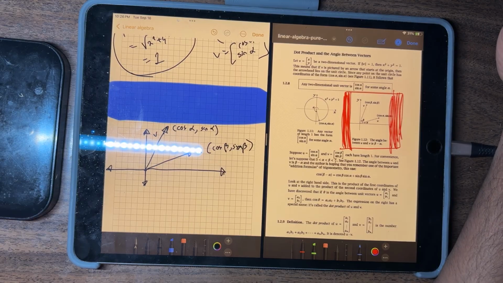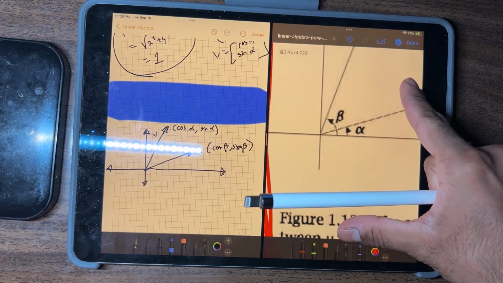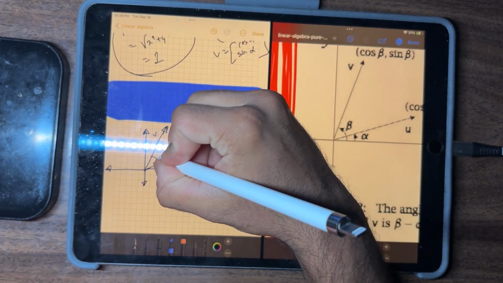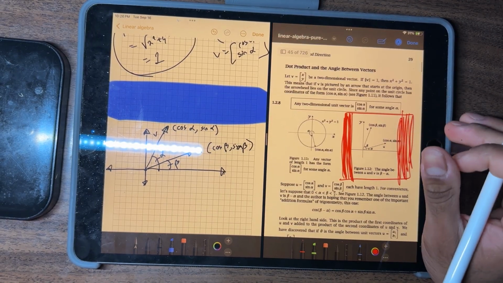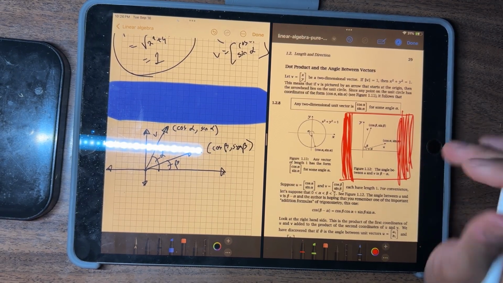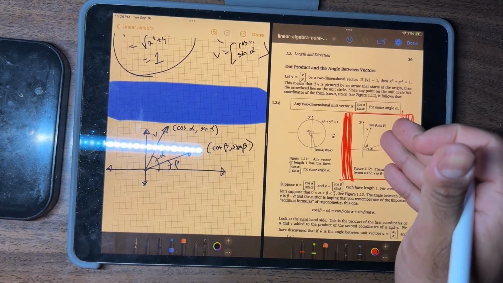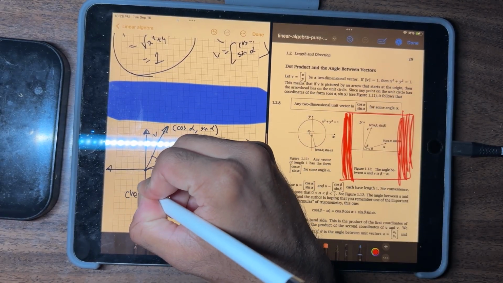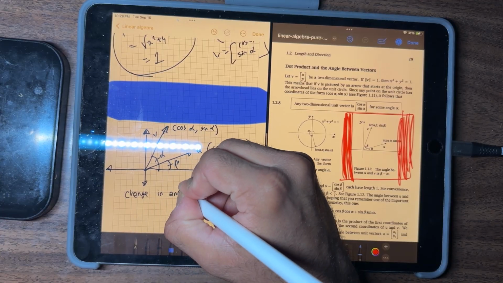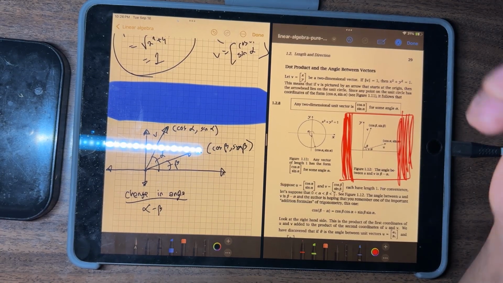Alright, so this will be alpha, this will be beta. So I can see that the change in angle would simply be alpha minus beta. In this case it will be beta minus alpha, but in our case it will be alpha minus beta. So the change in angle would be alpha minus beta.